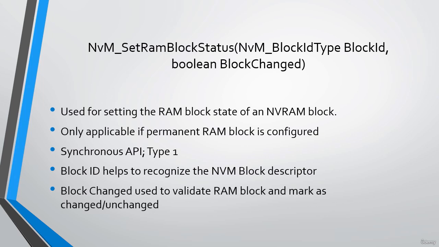Now block changed is used to validate the RAM block and mark it as unchanged or changed. So we'll be able to validate the RAM block, and if it is changed or unchanged, we can mark that. So if we want to set the block as changed, we can use this API. Give the block ID, mark it as changed as a parameter, and then it will update that RAM block status accordingly.